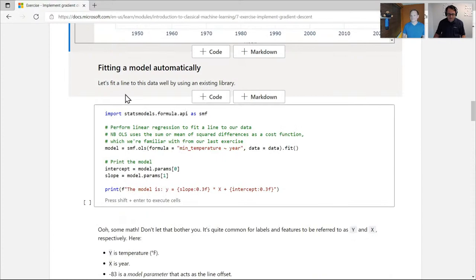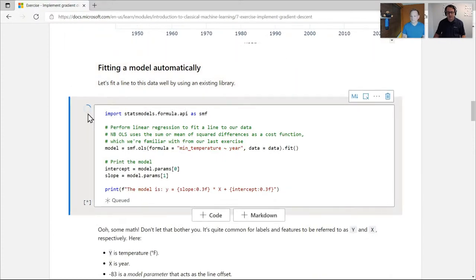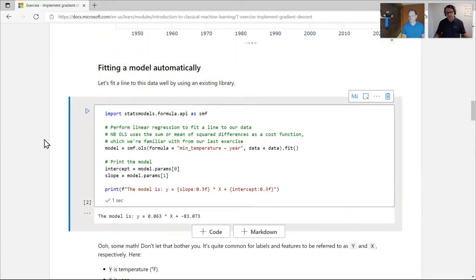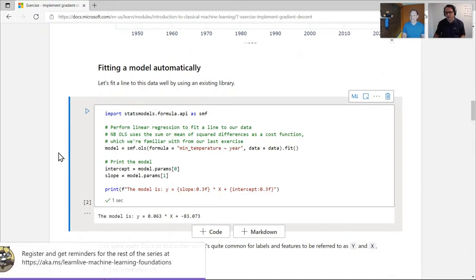All right, so let's fit a line to this data using the existing library that we used in last week's session, which is just using ordinary least squares. We'll do that just to get a sense of what the data should be. It's a comparison at this stage. We're not doing the involved training like we had been in the two previous exercises. But you can see here we've got the slope and the intercept. The slope is 0.063, and the intercept is minus 83 in Fahrenheit. I always have to do math in my head when I'm converting to Celsius.